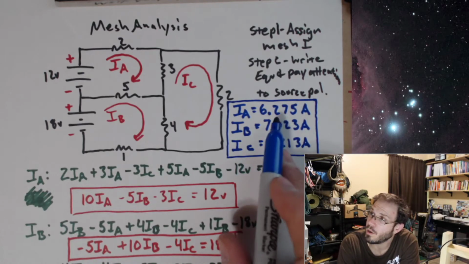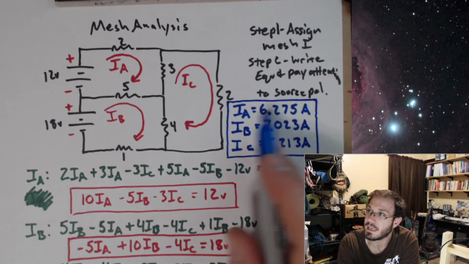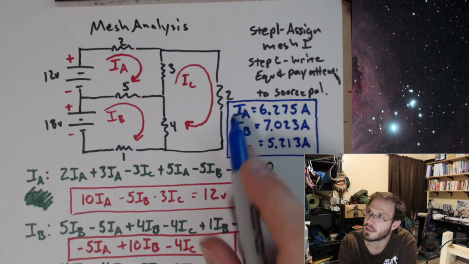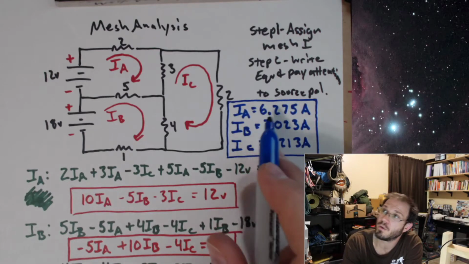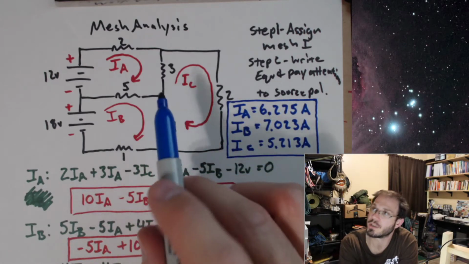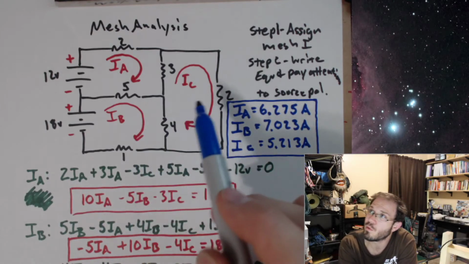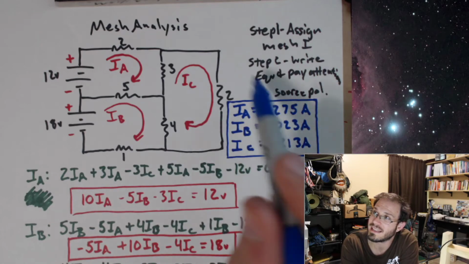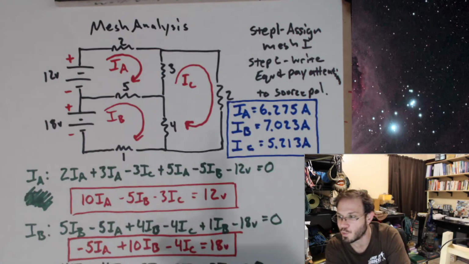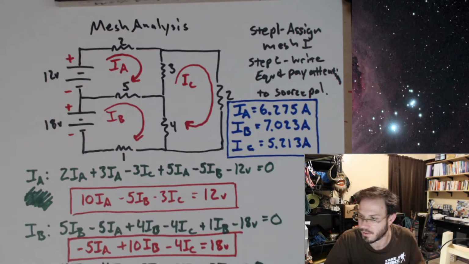Okay, so now we're going to use these fictitious tools, these mesh current values, in order to figure out our real currents going through this circuit. So at this point, let's rewrite the circuit and then translate our mesh currents into real currents.